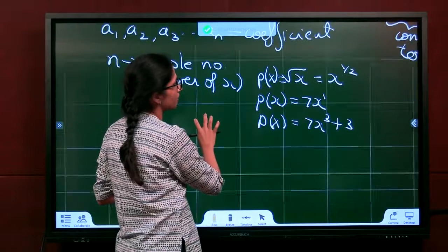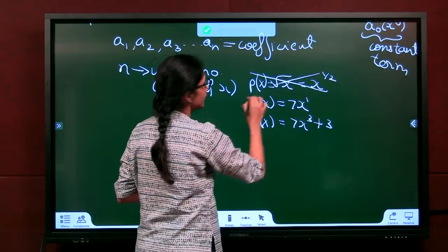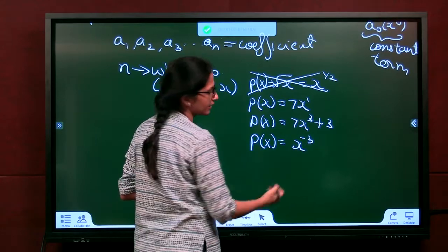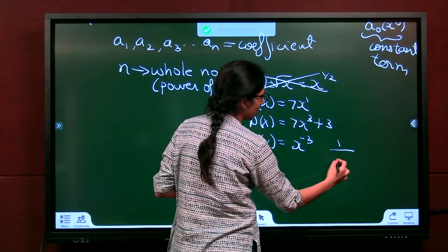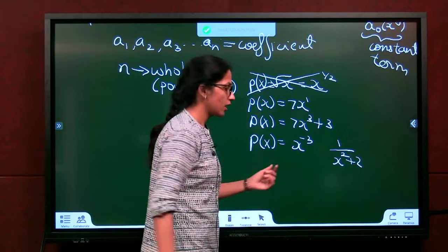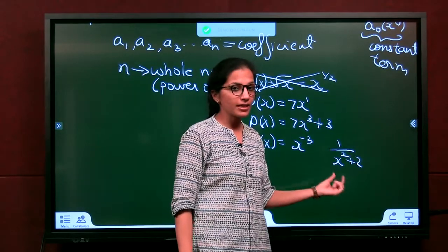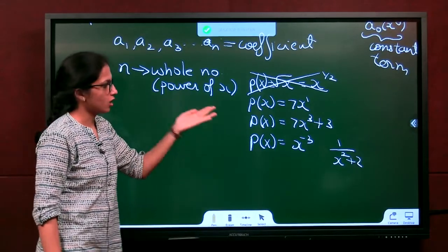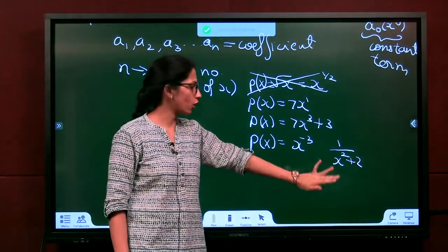Can I have a negative power? This is not valid. Can I have x power minus 3? No. Can I have 1 by x square plus 2? No. Your variable should not be in the denominator. Negative power is not allowed. It's only whole numbers, so negative power is also not allowed.